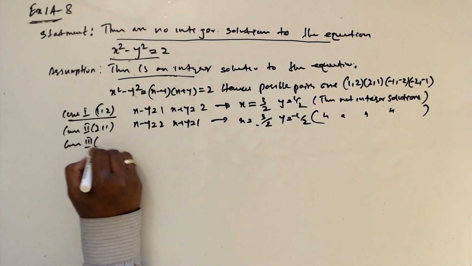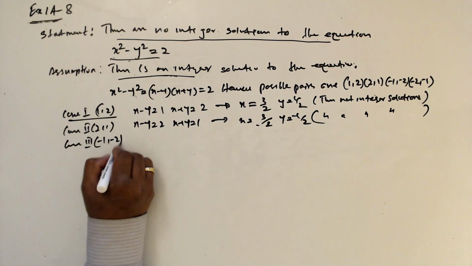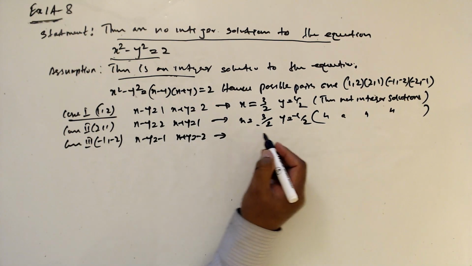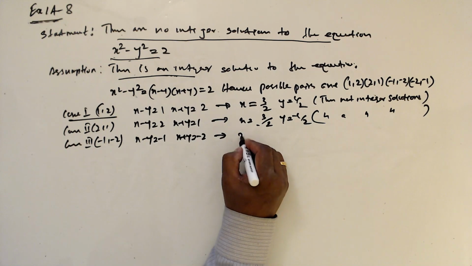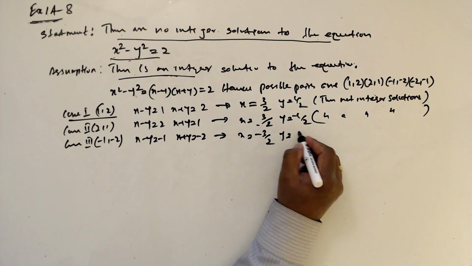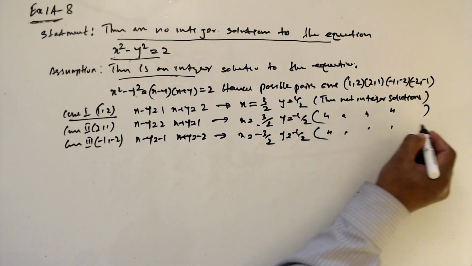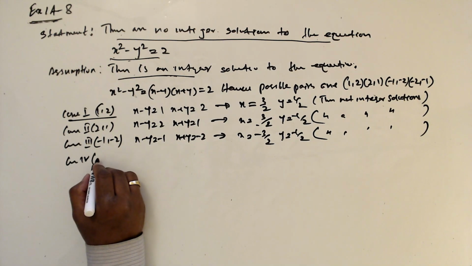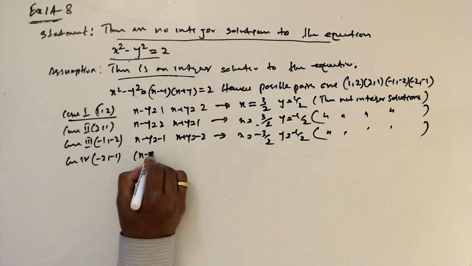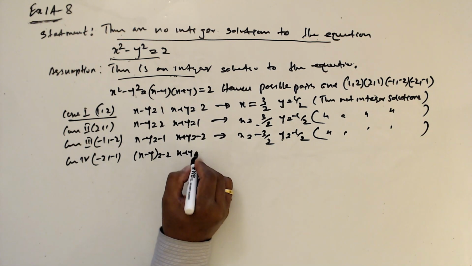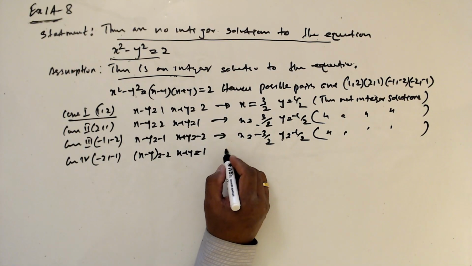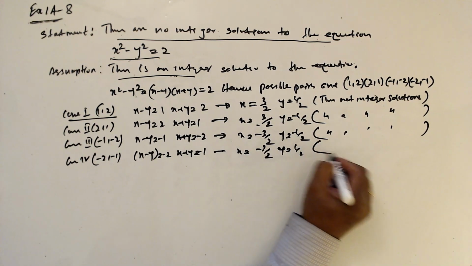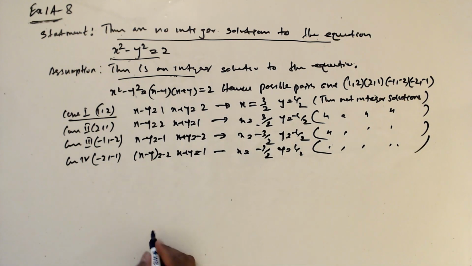Case 3: minus 1, minus 2. x minus y equal minus 1, x plus y equal minus 2. So this is going to be x equal minus 3 over 2, y equal minus half. So they are not integer solutions. And case 4: minus 2, minus 1. So x minus y equal minus 2, x plus y equal minus 1. So this is x equal minus 3 over 2, y equal half. So they are not integer solutions.